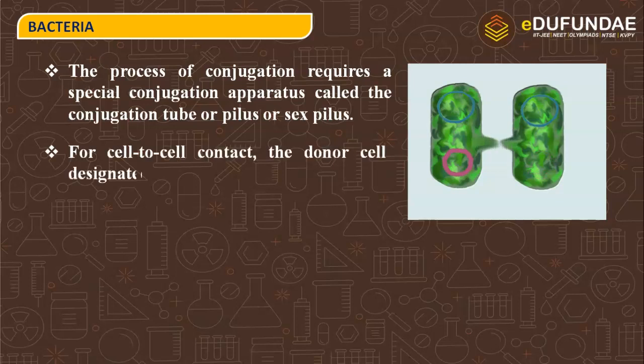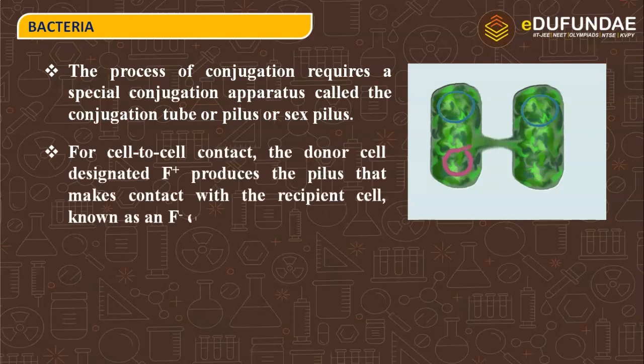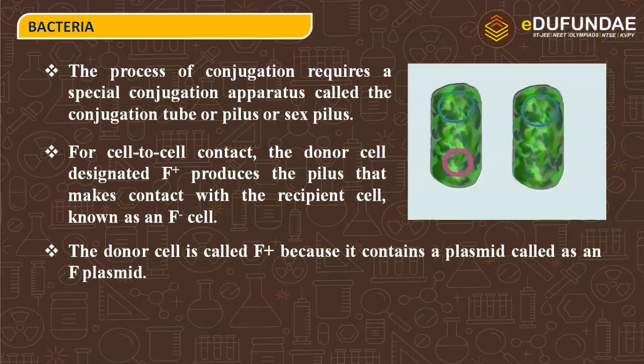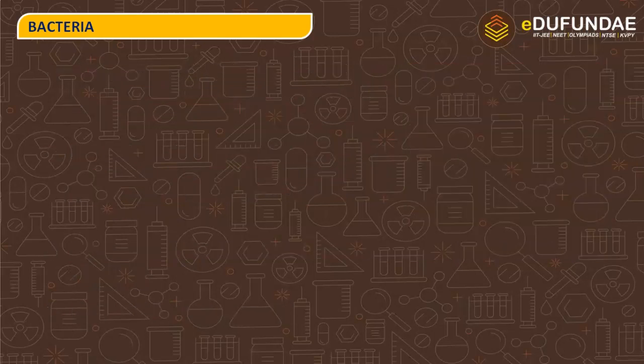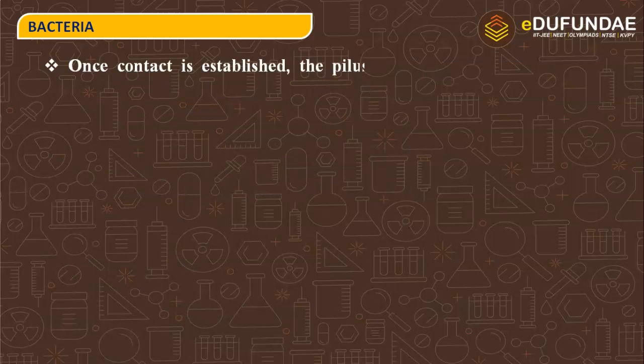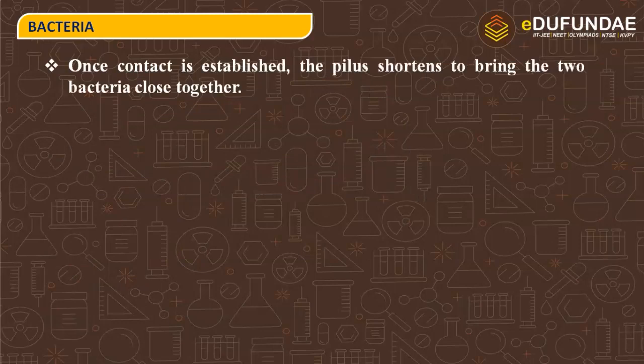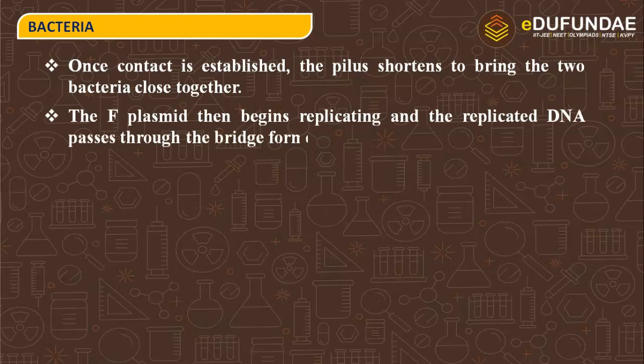For cell-to-cell contact, the donor cell designated F plus produces the pilus that makes contact with the recipient cell known as F negative cell. The donor cell is called F positive because it contains a plasmid called an F plasmid. The F negative cell lacks an F plasmid. Once contact is established, the pilus shortens to bring the two bacteria close together. The F plasmid then begins replicating and replicated DNA passes through the bridge formed by the pilus to the recipient cell.